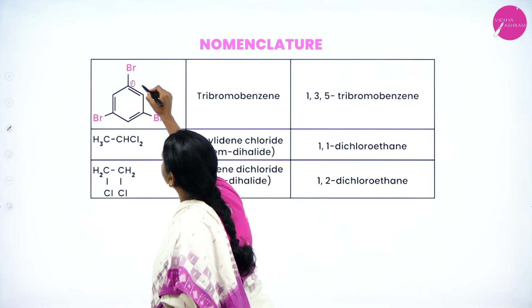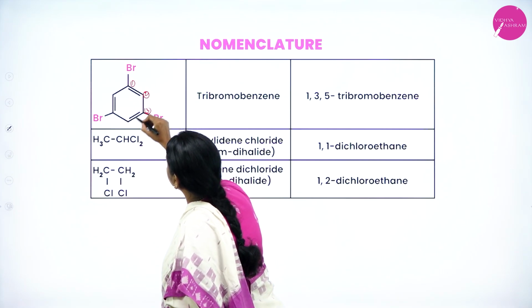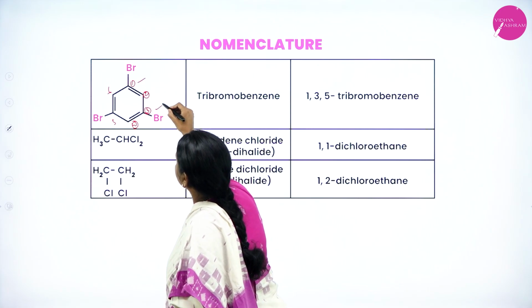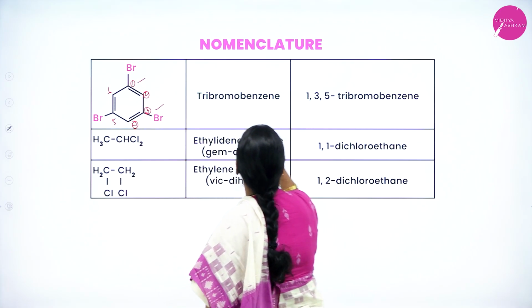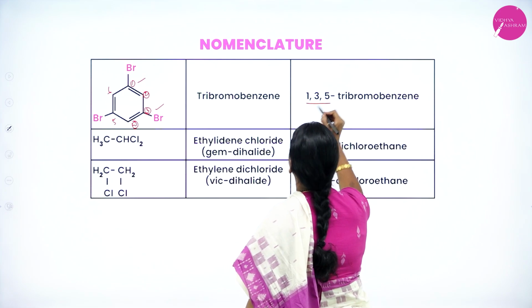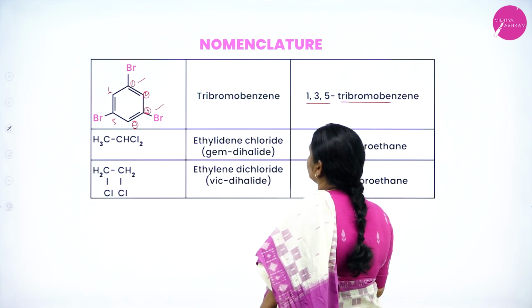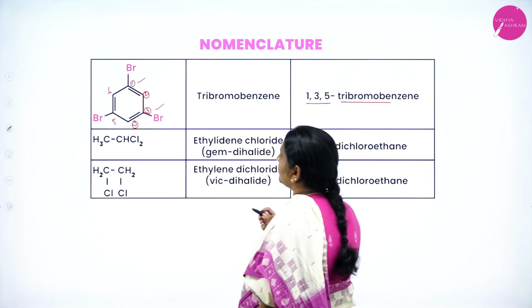1, 2, 3, 4, 5, 6. In the first position, third position and fifth position, there are 3 bromine atoms. That's why 1,3,5. Because of the presence of 3 bromine atoms, it is tribromobenzene.